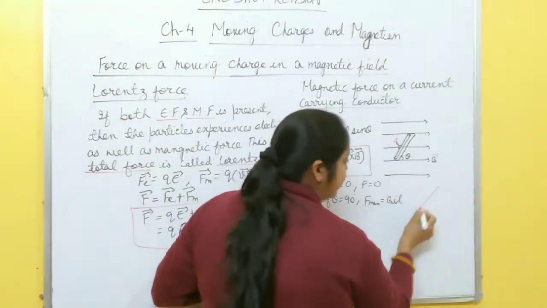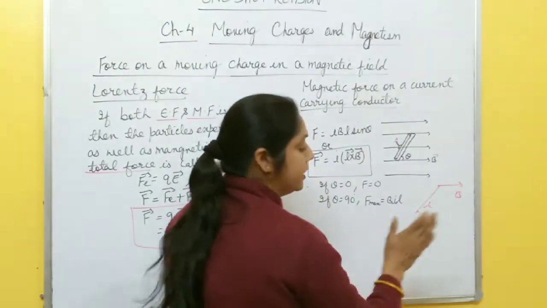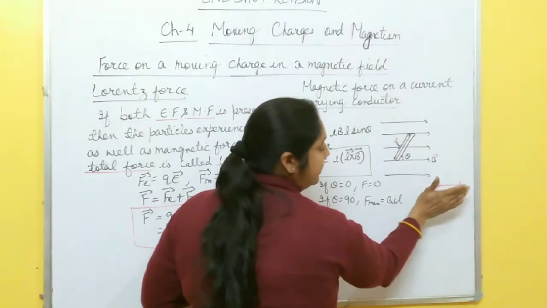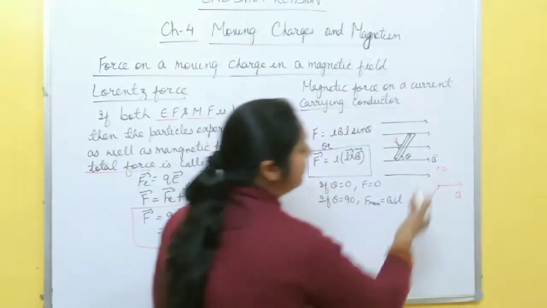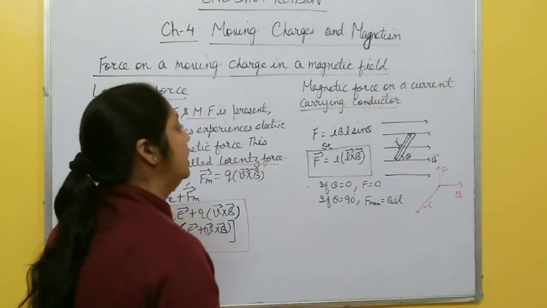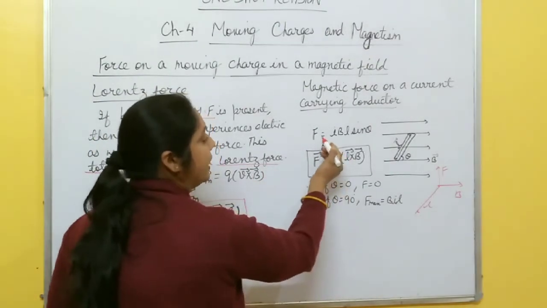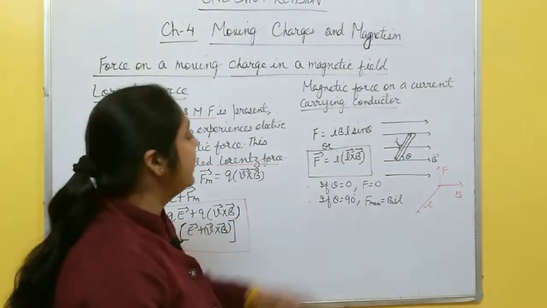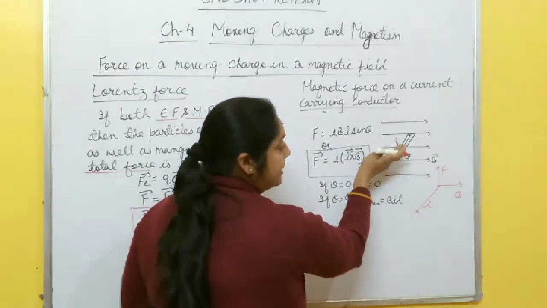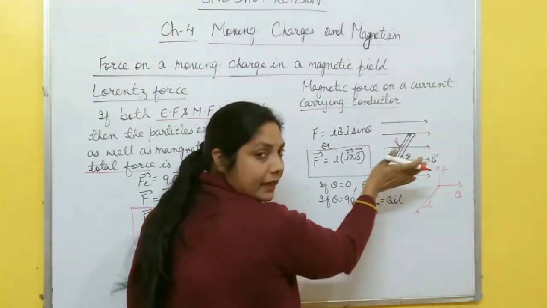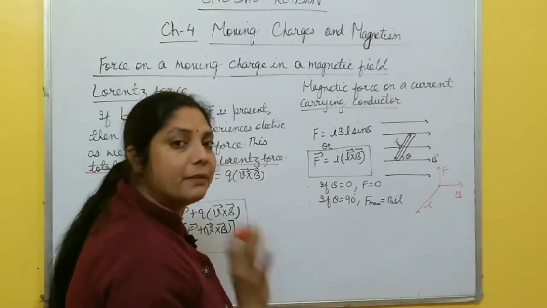Suppose L is in this direction and B is in this direction. So curl your right hand fingers from L to B, then the direction of the thumb gives the direction of magnetic force, right? Or you can give the direction with the help of the screw rule also. So this is the expression for magnetic force on a current carrying conductor. You must remember this one: F equal to IBL sin theta or IL cross B. If theta is 0, that is, if this conductor is placed in the direction of the magnetic field, then the total magnetic force is 0. Then it does not experience any magnetic force.